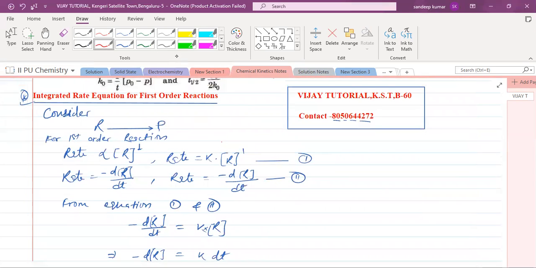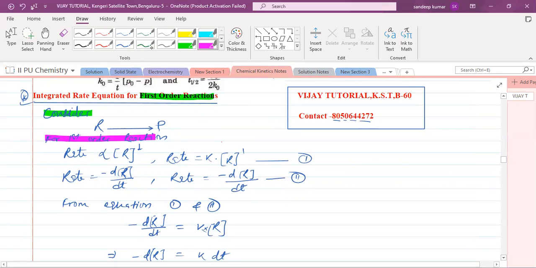Okay, integrated rate equations for first order reactions. We are going to explain the first order reaction. So I have considered a reaction, R to P. Here for a first order reaction, rate is equal to the concentration of reactant to the power 1. So we can write rate is equal to k into R to the power 1.